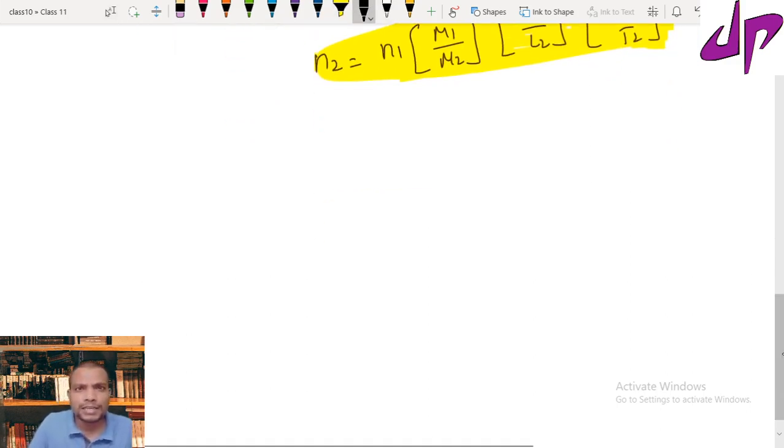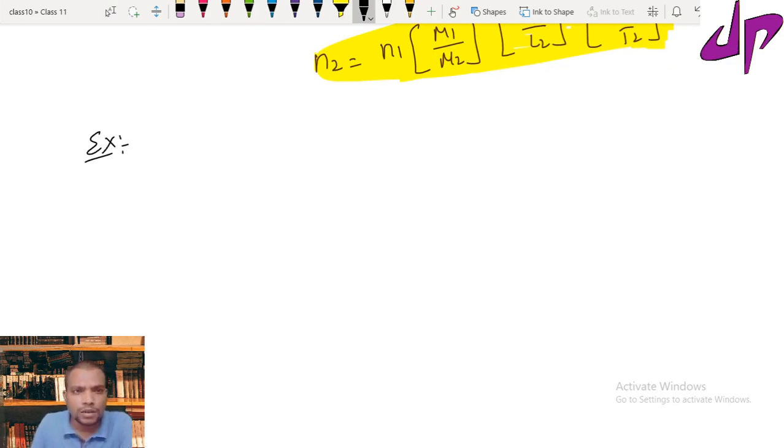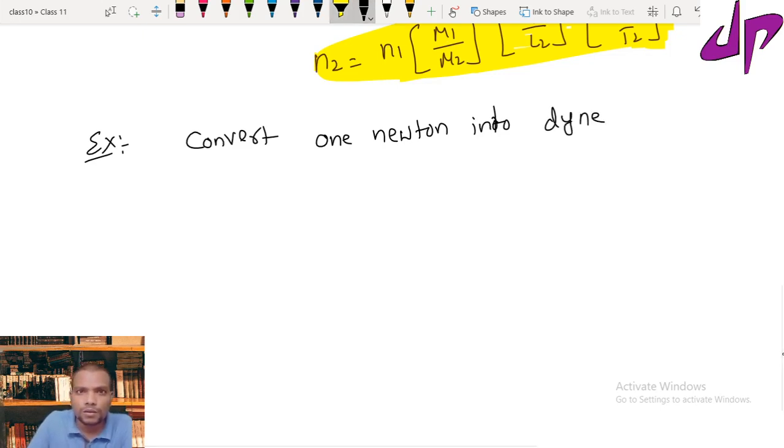So let me take an example directly. Example: let us convert 1 Newton into dyne. Newtons are the SI unit system of units and dynes are the CGS system of units.